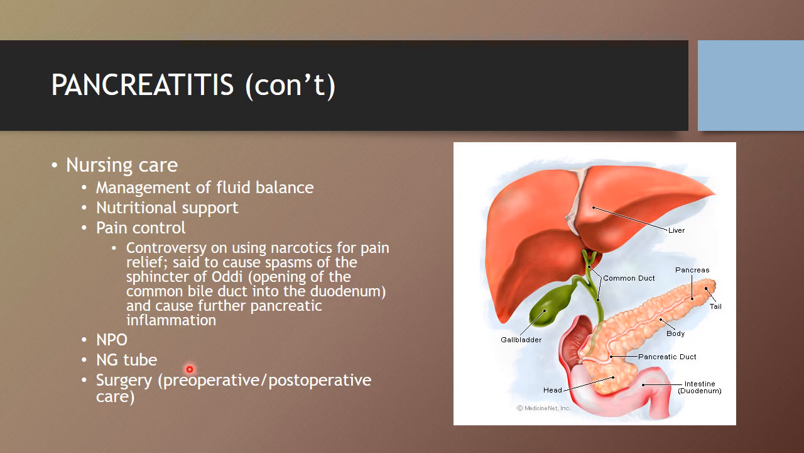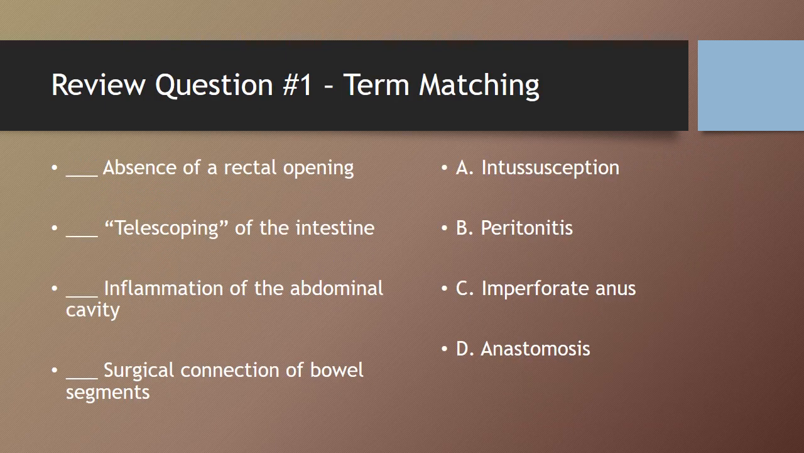Surgery, you're going to do that pre and post-op care that you do with most kids when they have abdominal surgery. And again, the NG tube is going to be for decompression and suctioning more than anything, because they're going to be NPO and they don't want them being fed right now or having extra stomach juice going around. Okay, and that was that.